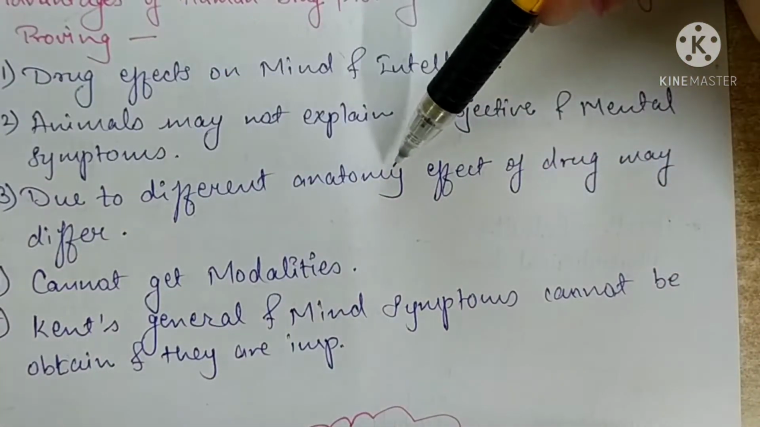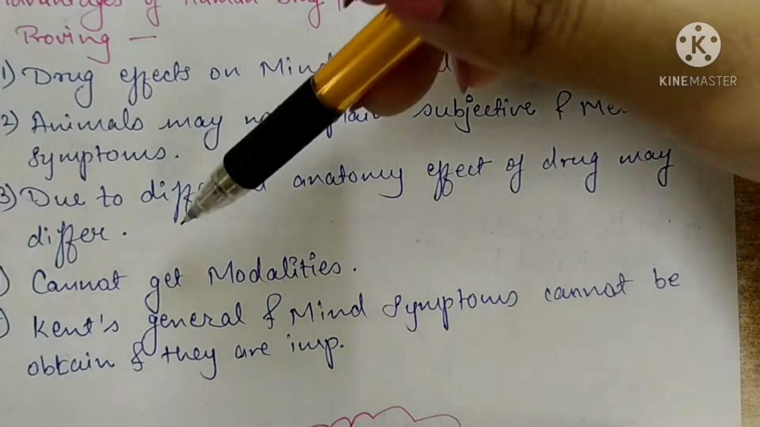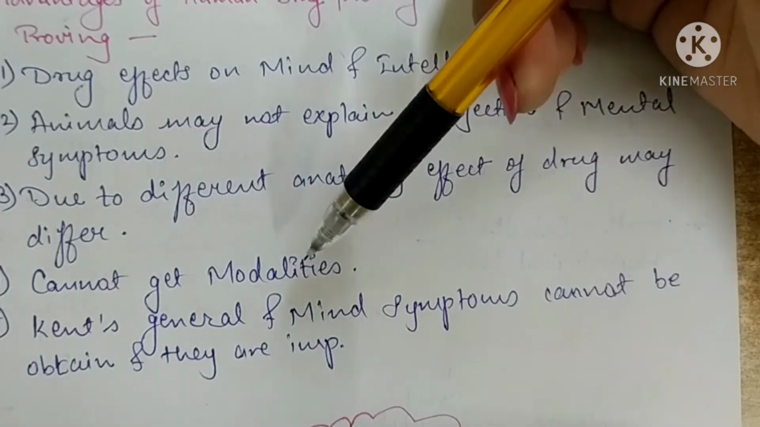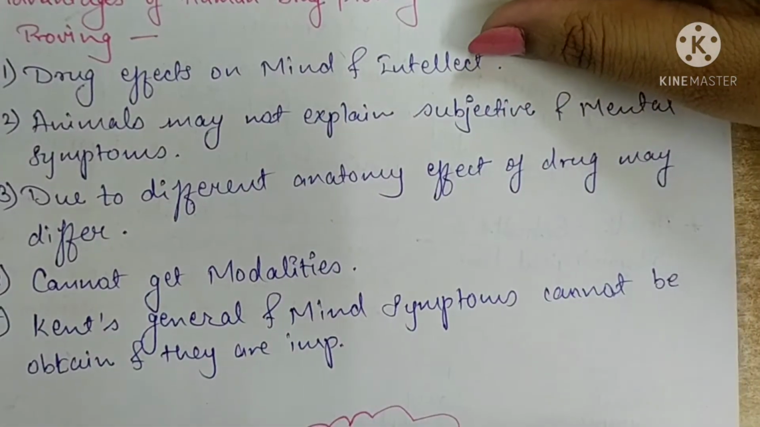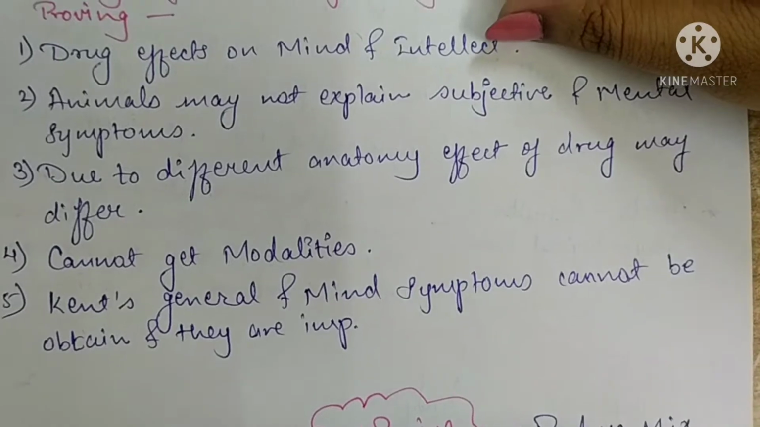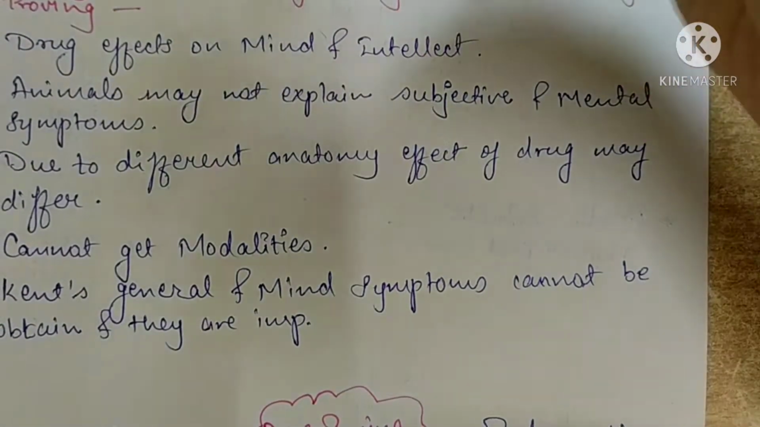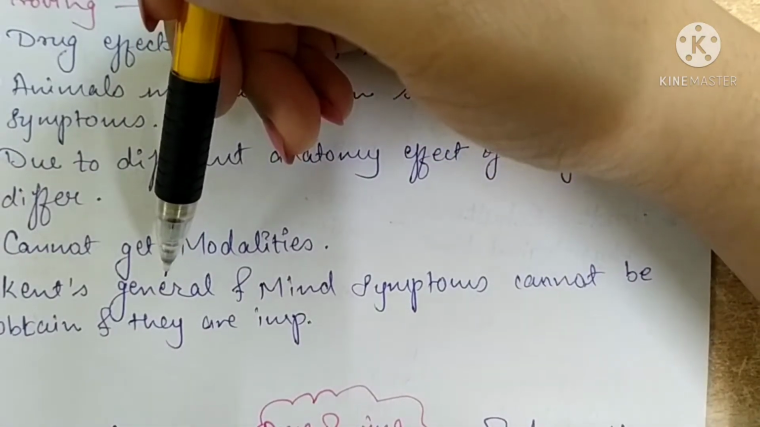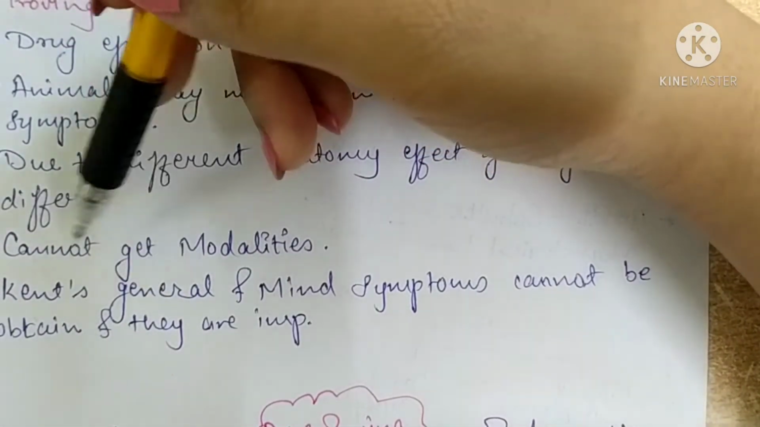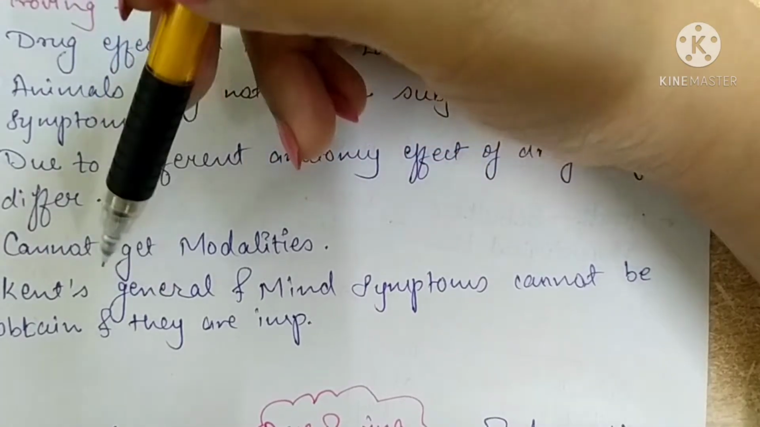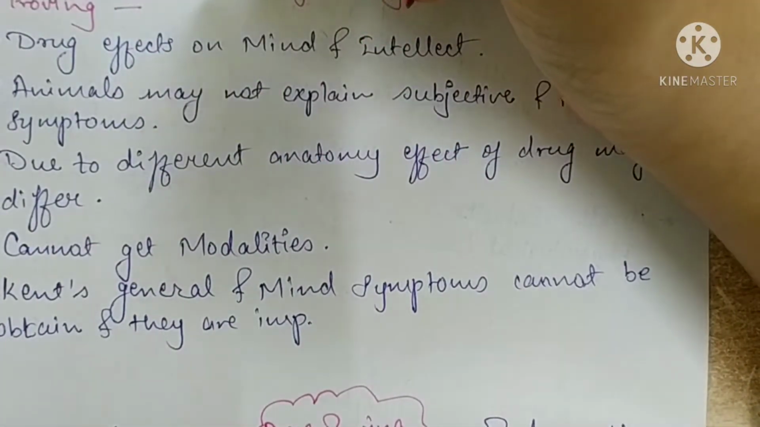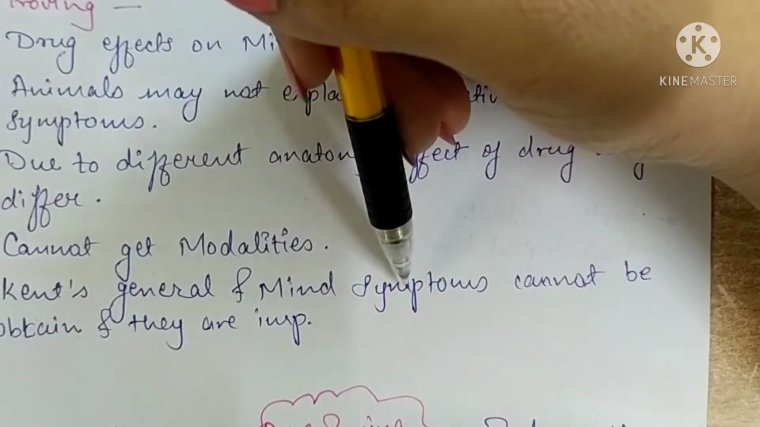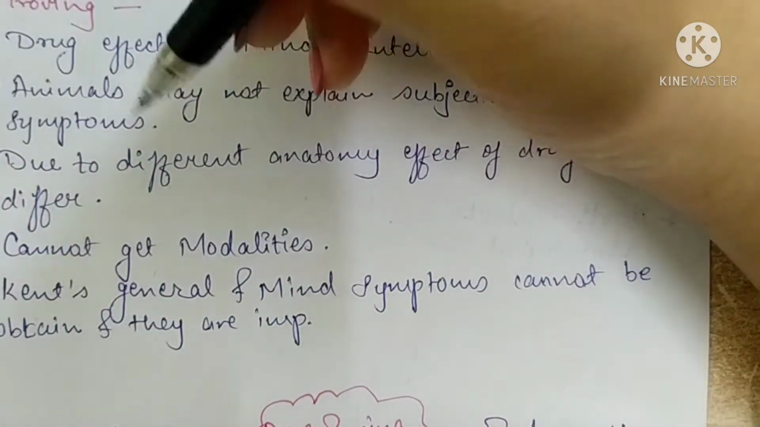Third, due to different anatomy, the effects of the drug may differ. Now we cannot get modalities properly. Animals cannot tell us the proper modalities as a patient can say or tell. General symptoms like dreams, thirst, bowels, all those general symptoms can be easily told by humans but not by animals. Similarly, the mind symptoms cannot be obtained from animals.